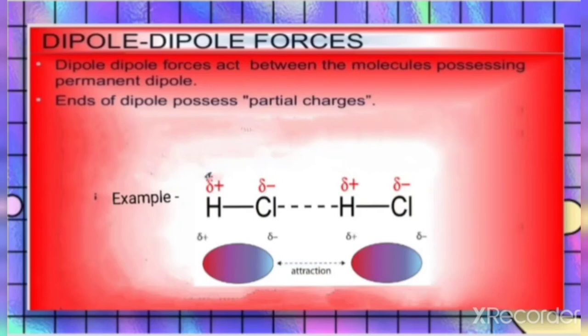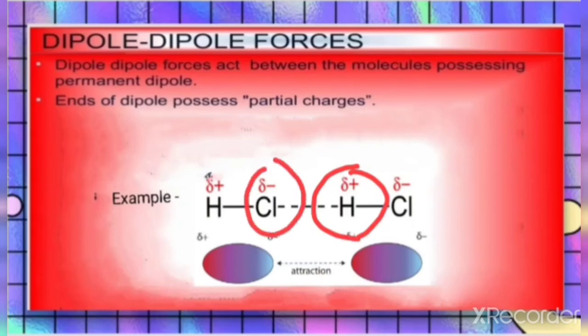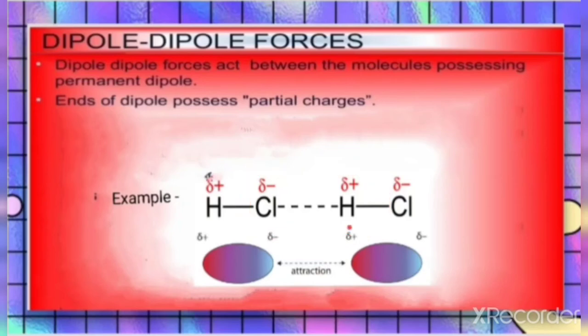That is, this force is the attraction between the partial positive end of one dipole and the partial negative end of the other dipole, as shown in this figure. The partial positive end is H here, having a partial positive charge for one dipole, which gets attracted towards the partial negative end of the other dipole. So this force exists between dipole and dipole. Therefore, this force is called dipole-dipole forces.